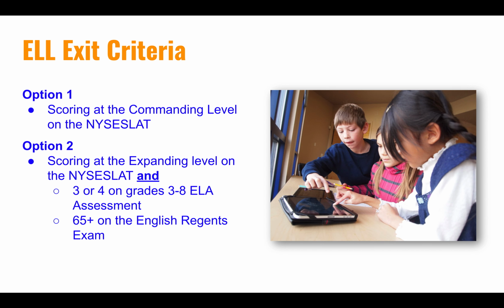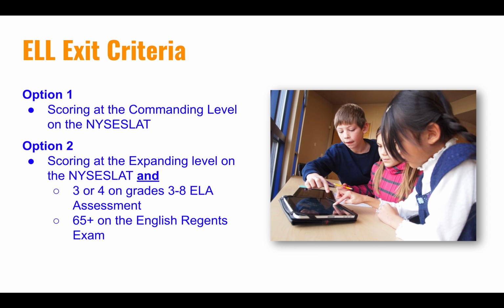So ELL Exit Criteria, option 1. A student who scores at the commanding level on the NYSESLAT, the annual proficiency test, is considered to be exiting ELL status. The only other option for exit is a student who scores at the expanding level on the NYSESLAT and has a 3 or 4 on the grade 3 to 8 ELA assessment or a 65% or higher on the English Regents exam. The one caveat with these is that they must be in the same school year.